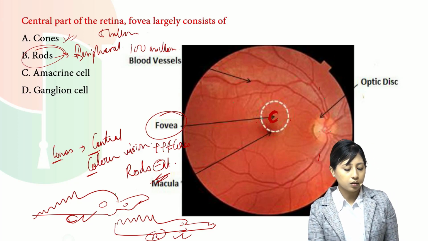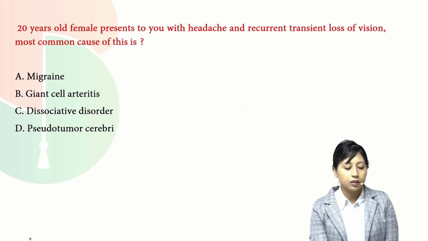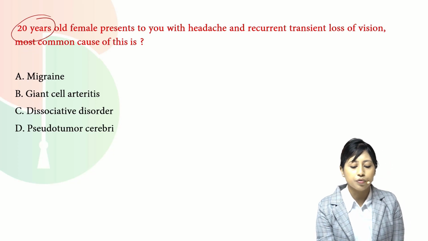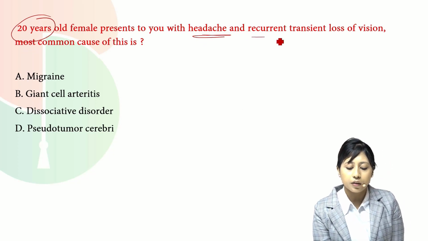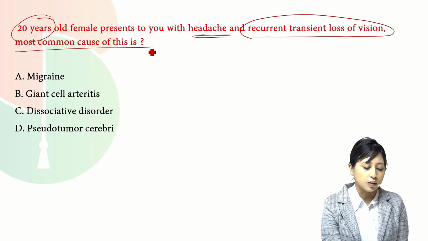Okay, moving on to the next question. There is a clinical scenario. A 20 year old female presents to you with headache and recurrent transient loss of vision. What is the most common cause of this?